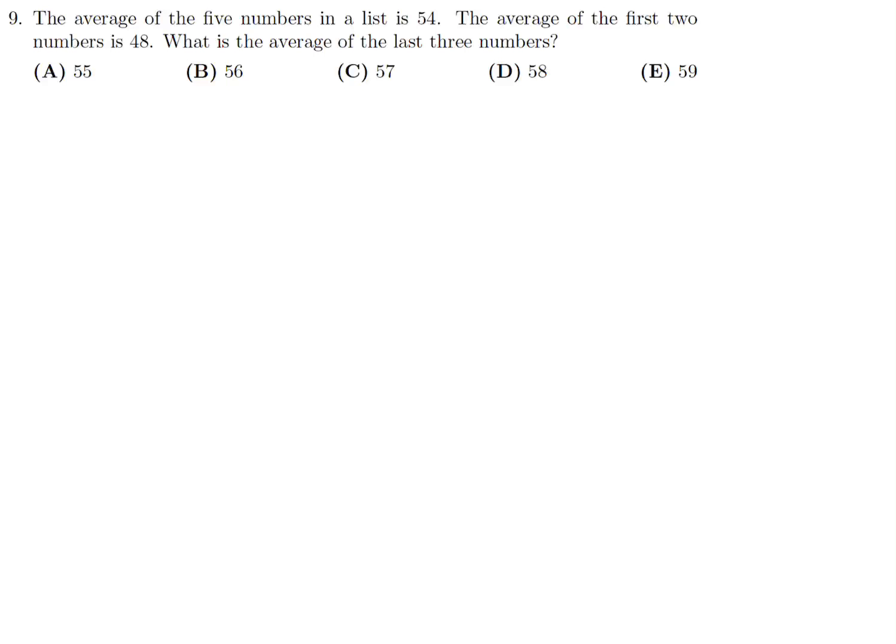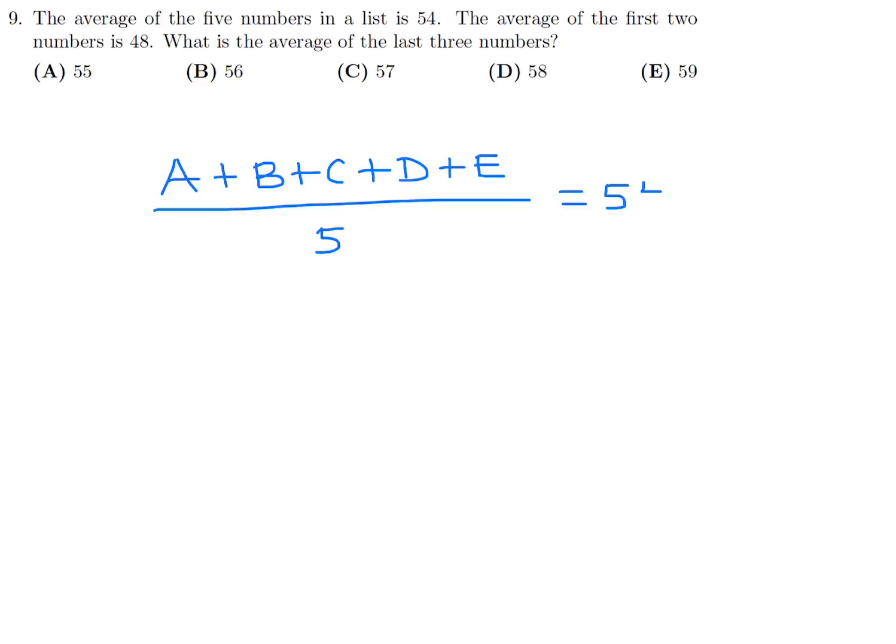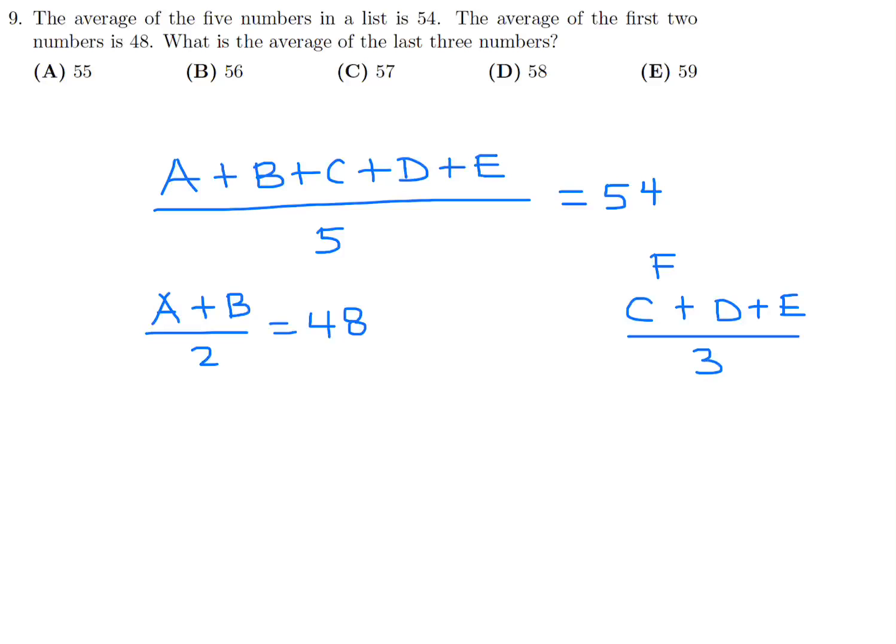The average of 5 numbers in a list is 54. The average of the first 2 numbers is 48. What is the average of the last 3 numbers? So we've got 5 numbers, A plus B plus C plus D plus E. And if you take their average, it's 54. And they tell you that the average of the first 2 numbers, A plus B, is 48. They want you to figure out what is the average of the last 3, the remaining 3. So basically they're saying find C plus D plus E divided by 3. Okay, that shouldn't be a problem.